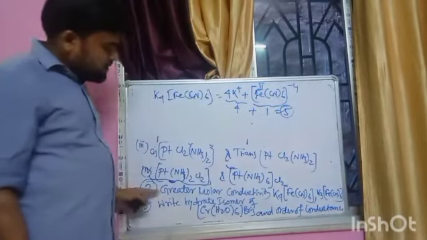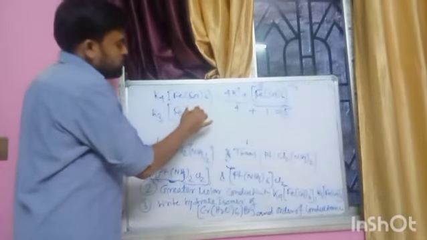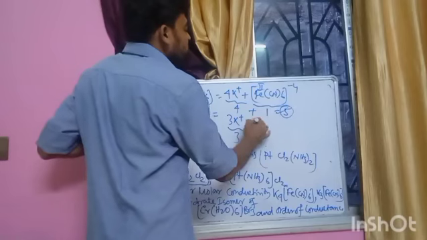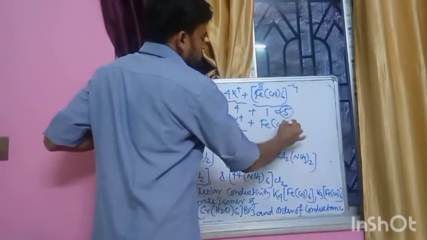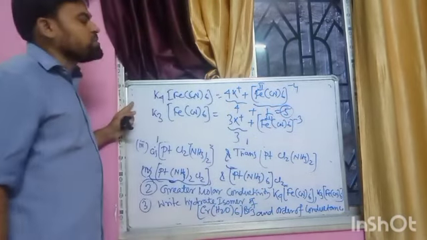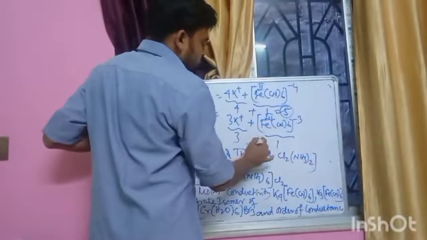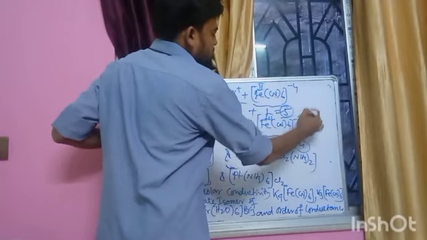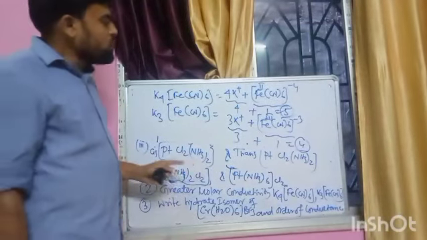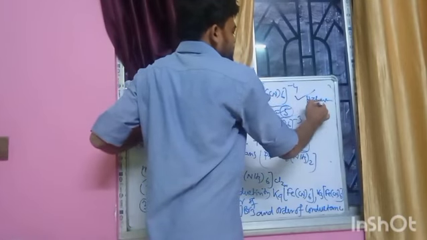And the second is K3[Fe(CN)6]. Here there are 3 K+, that is, 3 cationic species, and [Fe(CN)6]3-. Here Fe is in the +3 oxidation state, so the number of anions is 1, and the total number of ions is equal to 4. Here the total number of ions is 5, and here it is 4. So K4[Fe(CN)6] has the highest molar conductivity.